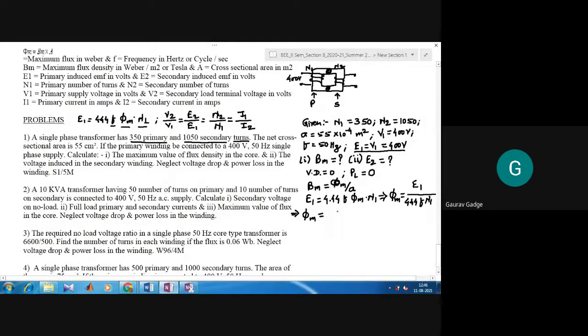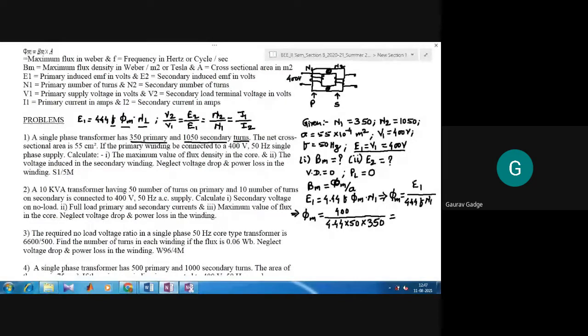Now E1 is 400, divided by 4.44 into the frequency 50 hertz, into N1, the number of turns, 350. So what do you get? I just use a calculator. If you have a calculator with you, please use it. In fact, in my message I already said that all of you have to keep calculators, a notebook and a pen so that you can write down and simultaneously do the calculation.